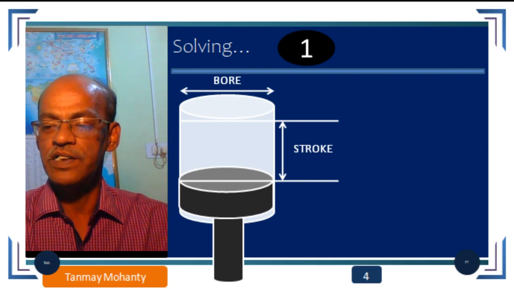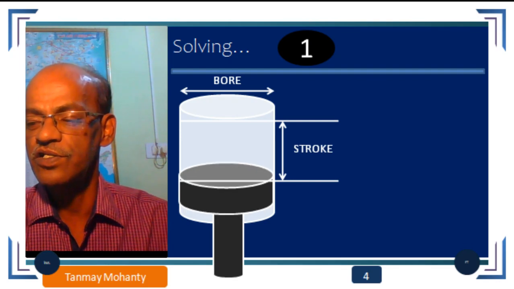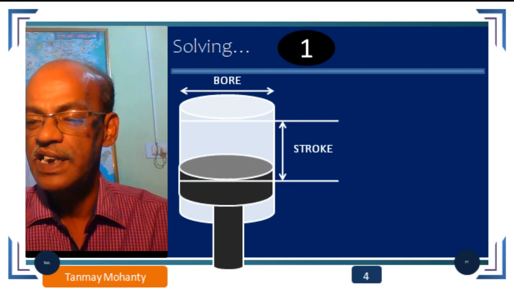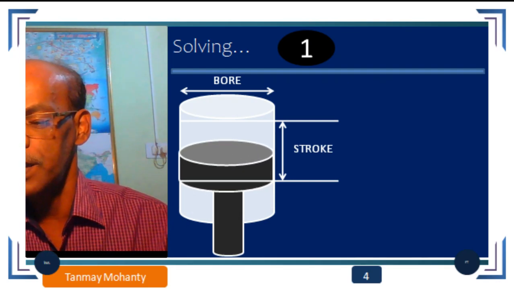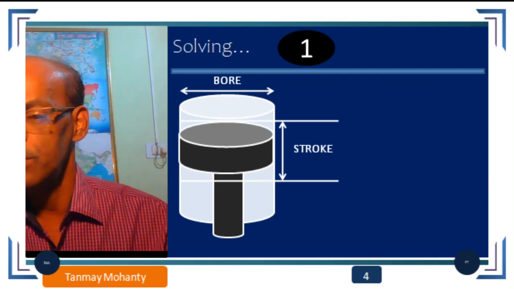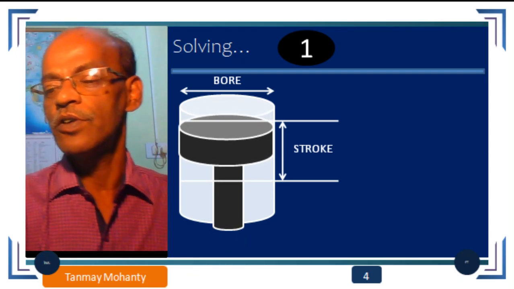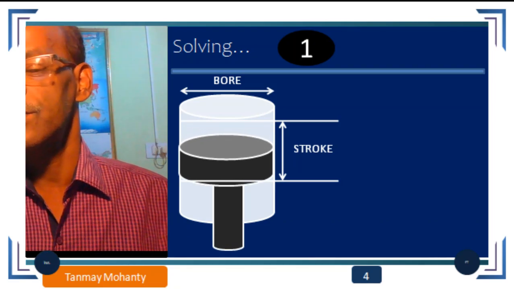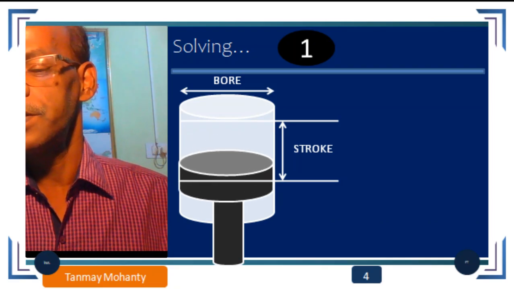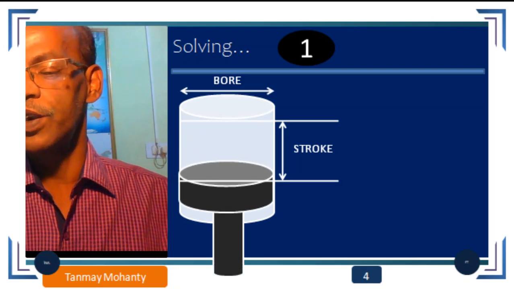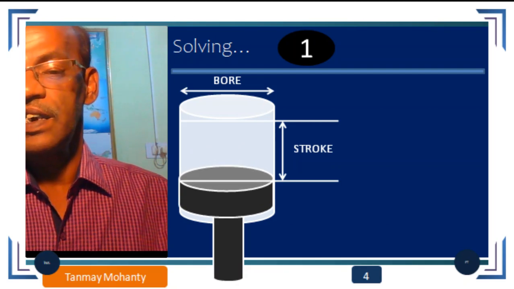What does it represent? The piston is moving inside the cylinder. The gas is being compressed and expanded. When the piston is moving from bottom to top, we are showing that this gas is being compressed. When the piston is coming from top to bottom, the gas is expanding.